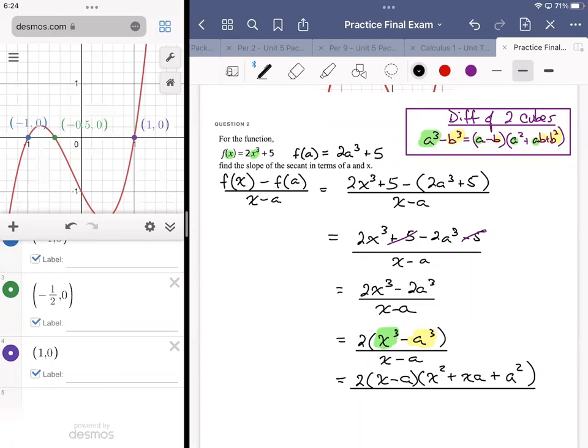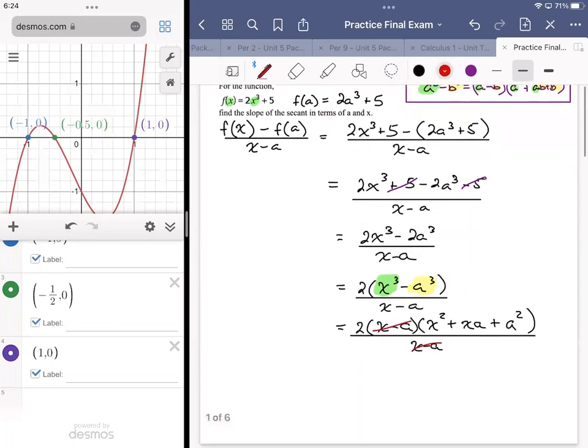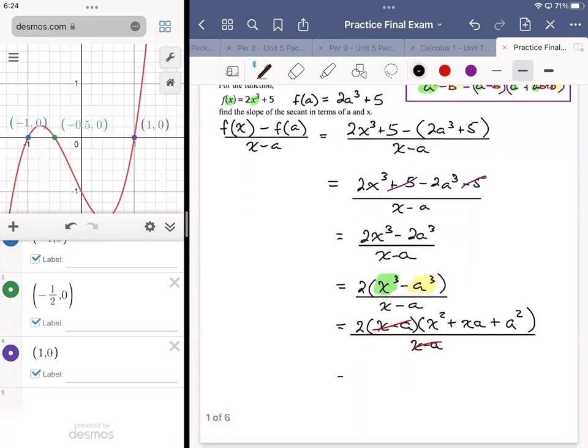All right, and then I have that common factor of x minus a that would cancel away. We would just be left with 2 times the quantity x squared plus xa plus a squared. And so that would be the simplified form of the difference quotient in terms of a and x.